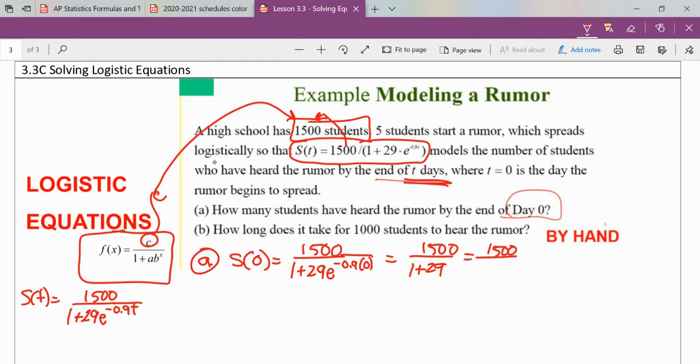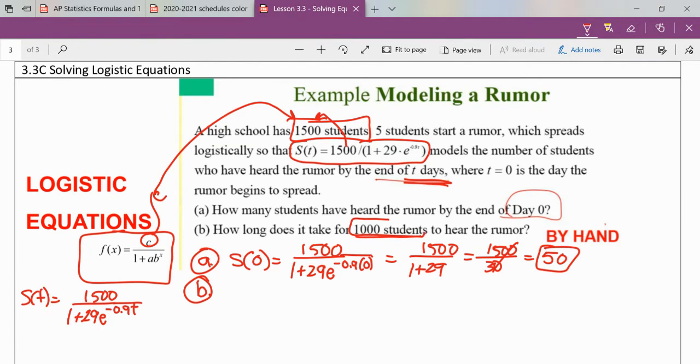And we got 1,500 over 30. Cancel the zeros. 150 divided by 3 is 50. So in part A, how many students have heard the rumor by the end of day 0? We've got 50 students that have heard that rumor by the end of day 0. Part B is asking us how long does it take for 1,000 students to hear the rumor?